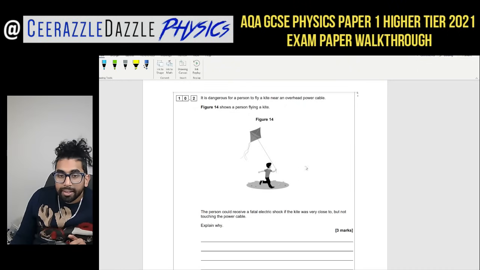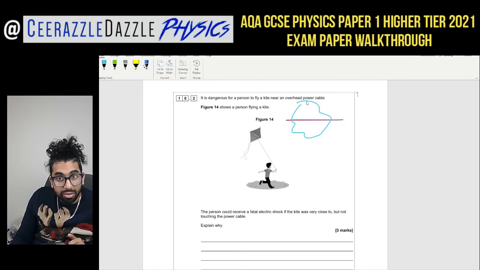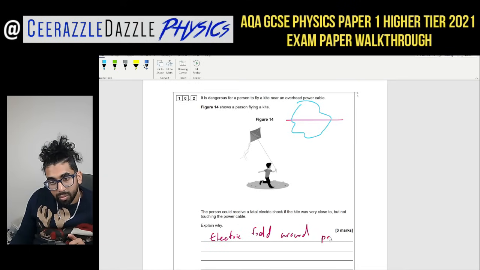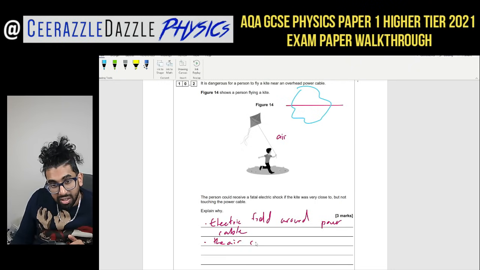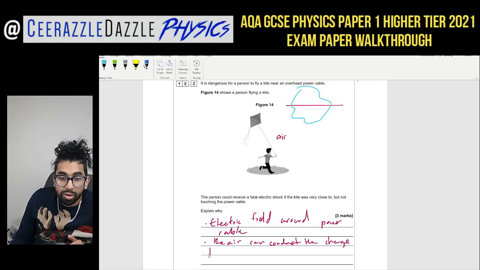Let's just say the power cable is here. What happens is there's an electric field around the power cable. So the reason why is because there's an electric field around the power cable. Because there's air in between, charge can travel through the air. So the key thing is going to be the air can conduct the charge, and then obviously last of all to the person.